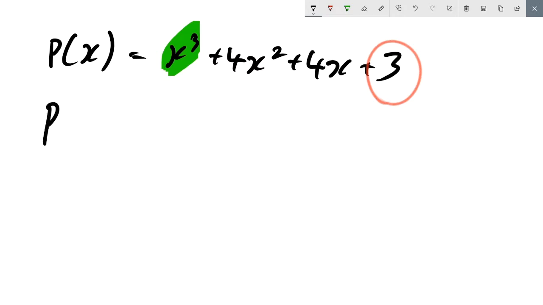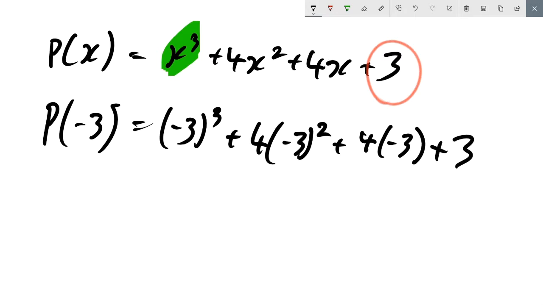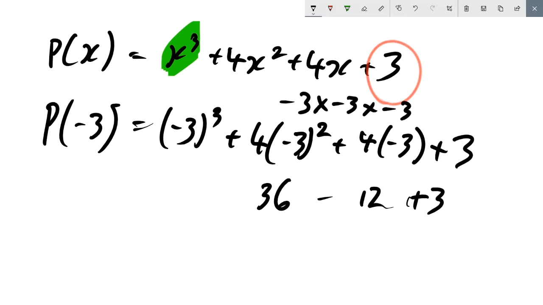So let's sub in negative 3. P of negative 3, and let's see what happens. So we'll have negative 3 cubed plus 4 lots of negative 3 squared plus 4 lots of negative 3 plus 3. Now here the negative will cancel, so we're left with 4 times 9, which is 36. Here we have a negative 12. We have the 3. Now what happens here? We have an odd power. Does it stay negative or does it become positive? The answer is negative. Why? Negative 3 times negative 3 times negative 3. These two will become positive. We have an extra negative. Negative 27.